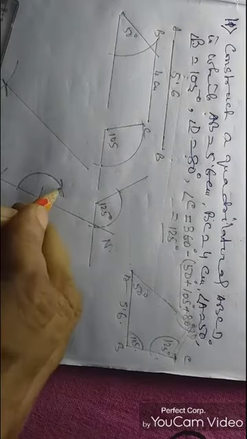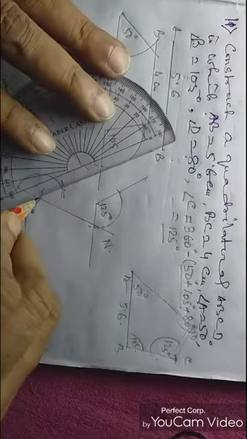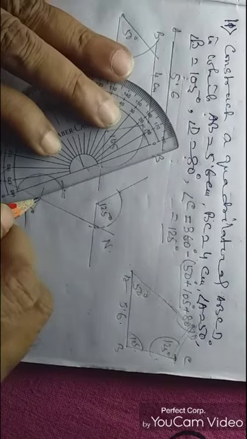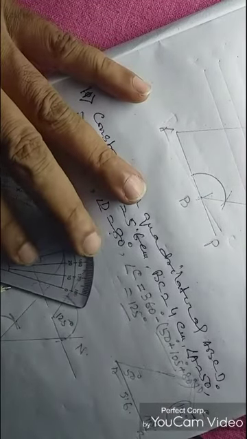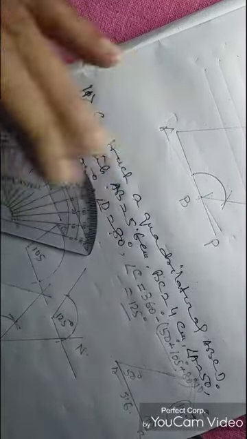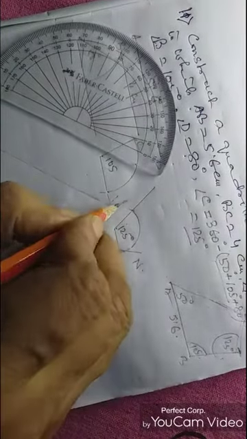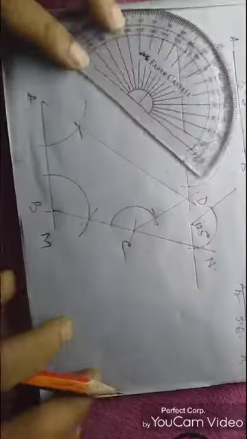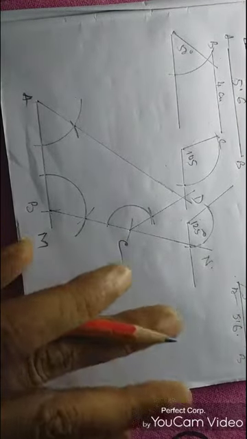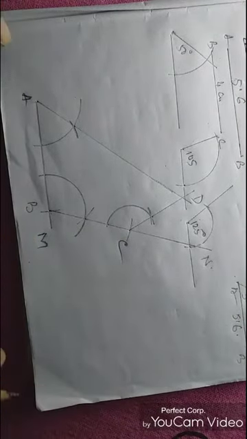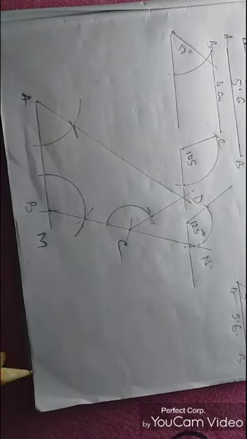This is 125 degrees. So this is your angle, which actually intersects with this angle A at point D, and your required quadrilateral ABCD is already drawn. See, this is your required quadrilateral.